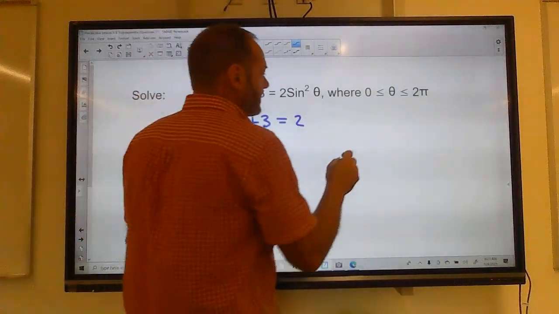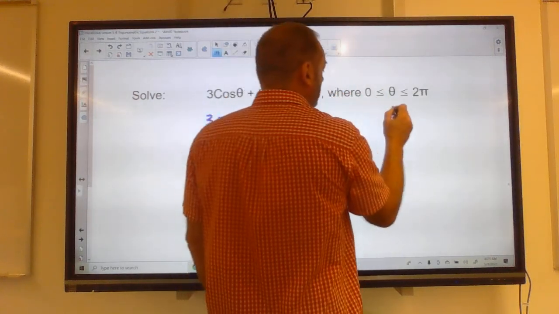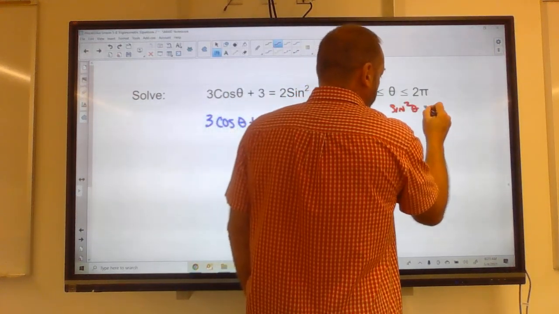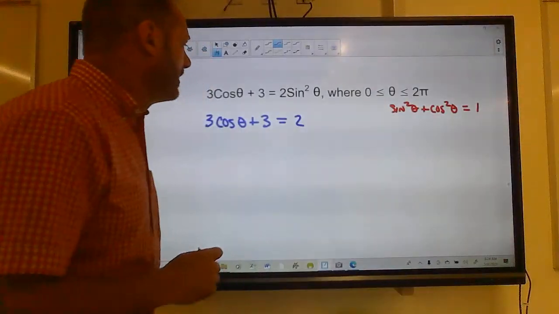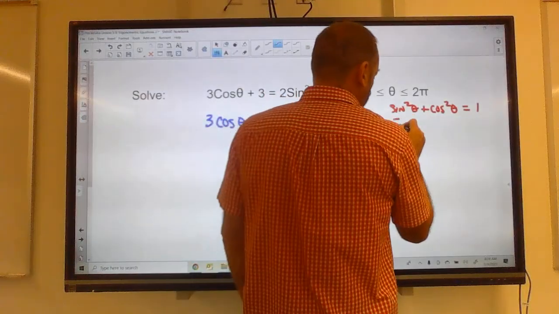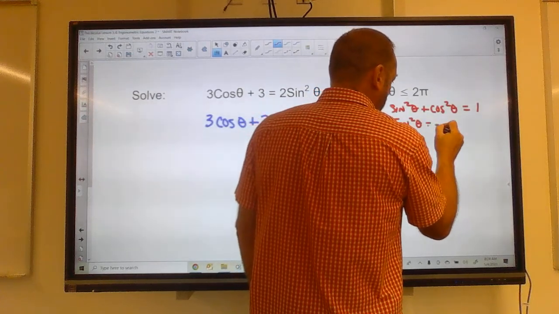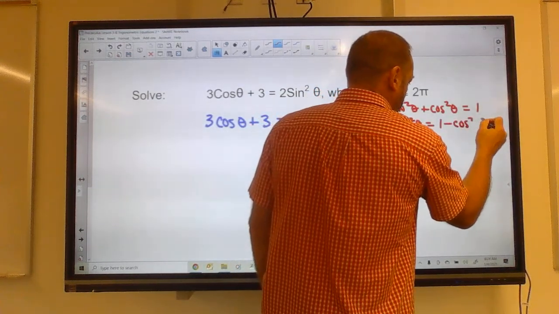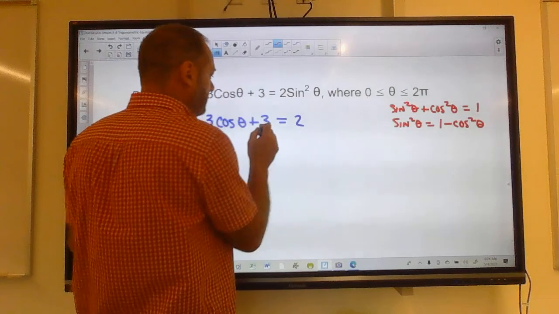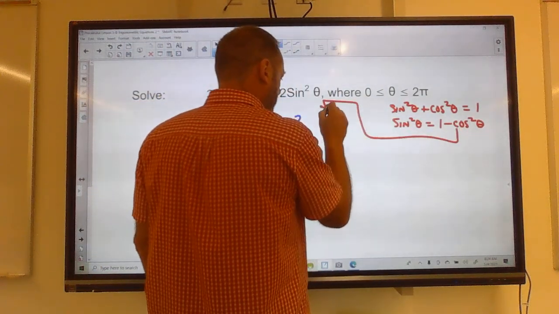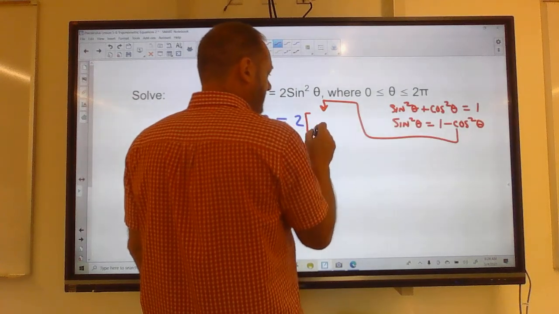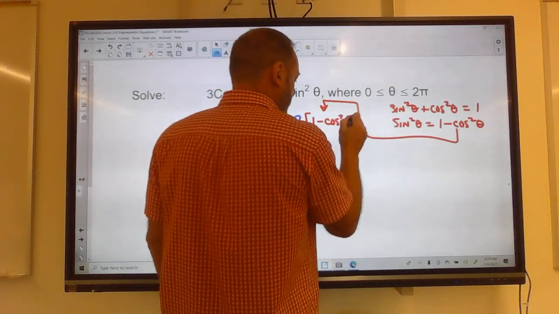So let's change this. Now remember that sine squared theta plus cosine squared theta is 1, right? So if I have a sine squared theta, that's equal to 1 minus cosine squared theta. So I'm going to take this and substitute it in here, and I'm going to make this 1 minus cosine squared theta.